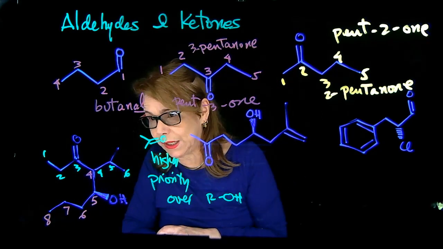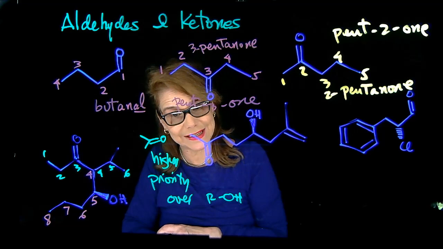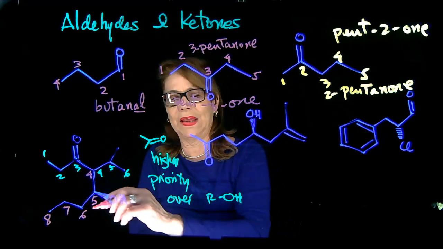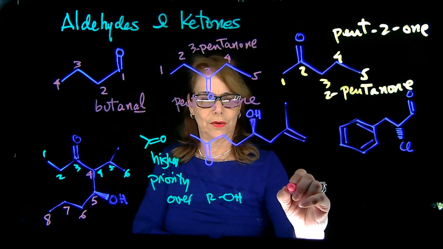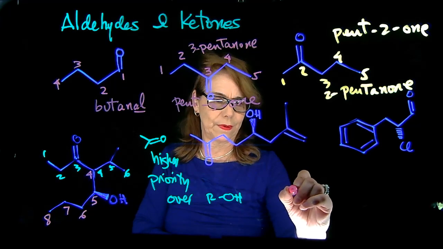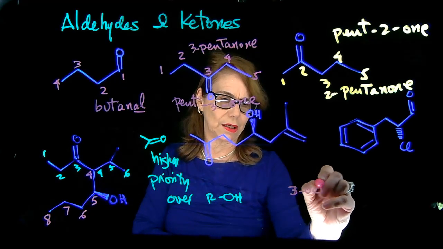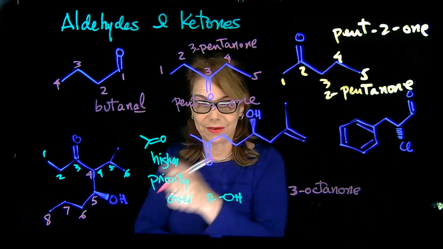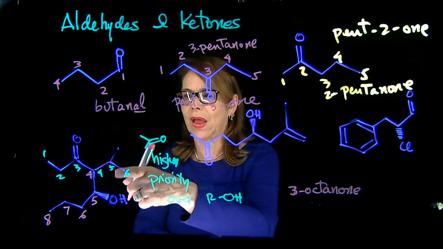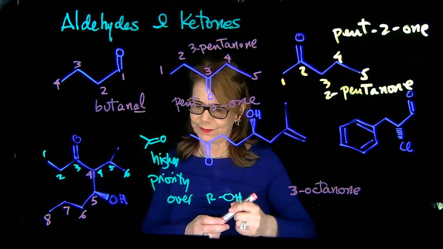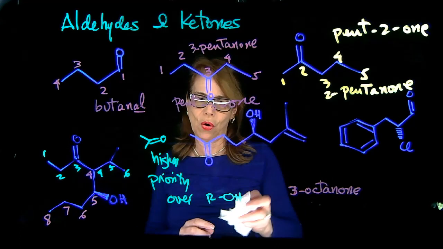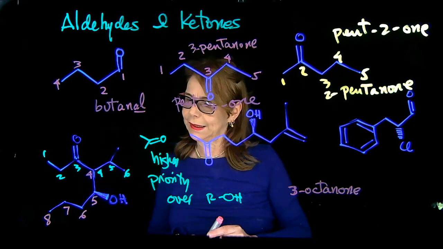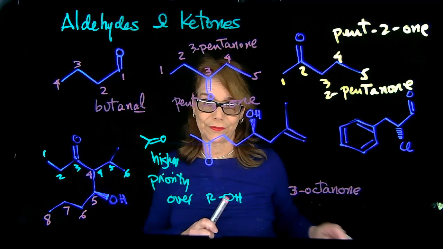And it is 3, and it's a ketone. So 8 carbons, so it'll be 3-octanone. But that's not all. I have another functional group and I have substituents. I have an isopropyl in carbon 4 and I have a hydroxyl in carbon 5.